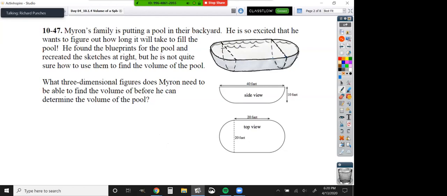In order to find the volume of this, we need to find the volume of a cylinder, which we know, that's base area times height, and the volume of a sphere, which we don't know. So let's figure out the formula for a sphere.